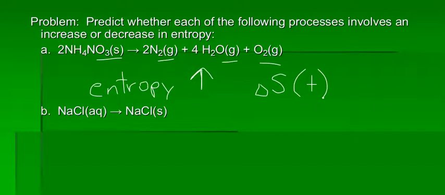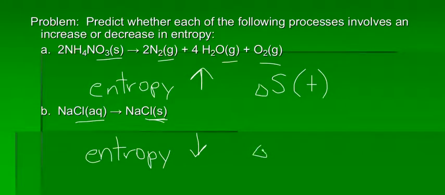Second example, I'm taking an aqueous solution and it's forming a solid. Well, a solid is very structured, very ordered, so the entropy decreases. I become less disordered. And delta S, if I solved for it, would be a negative value.